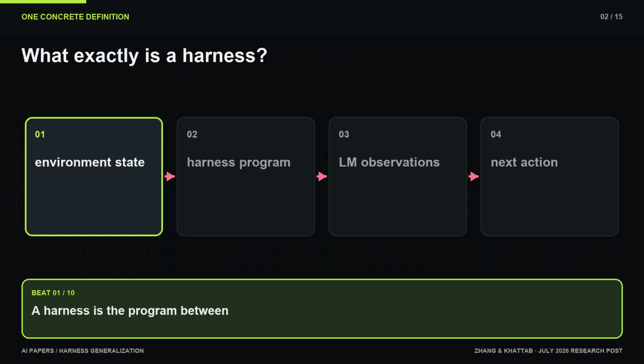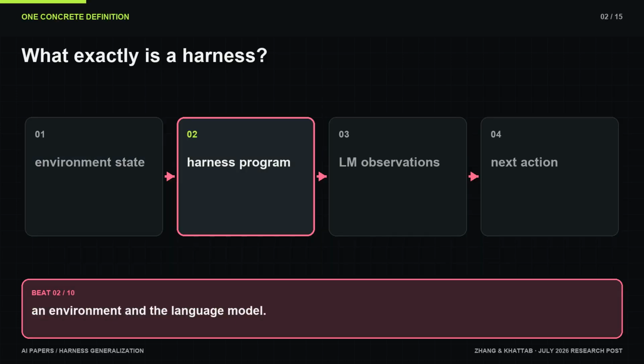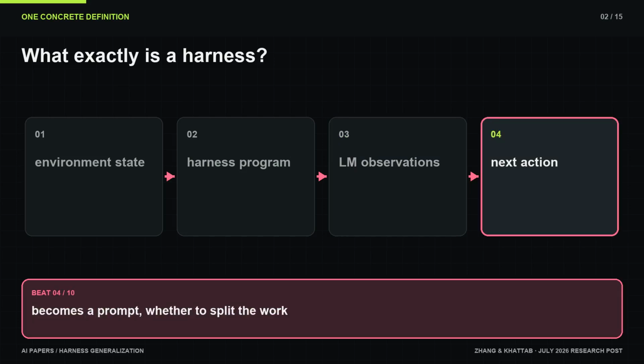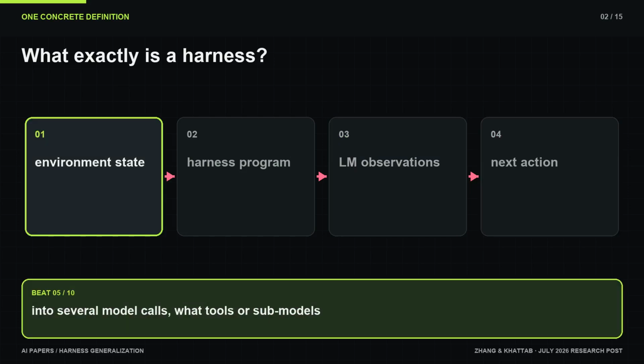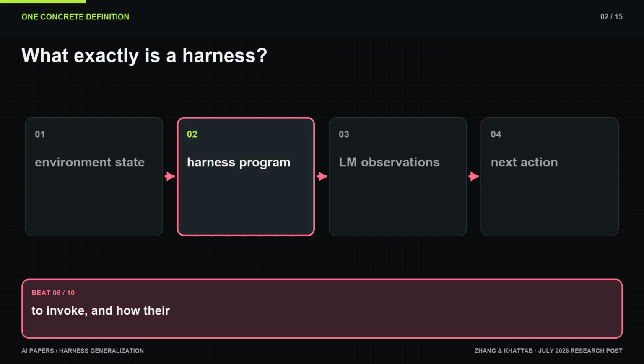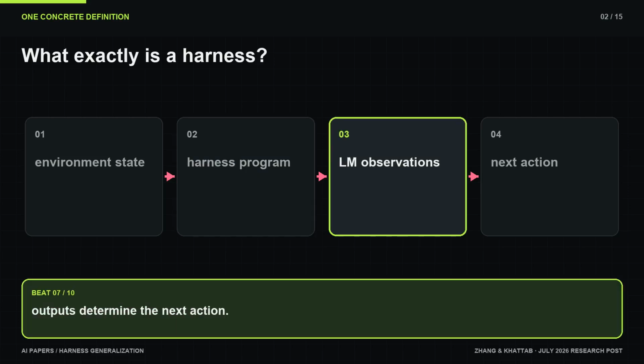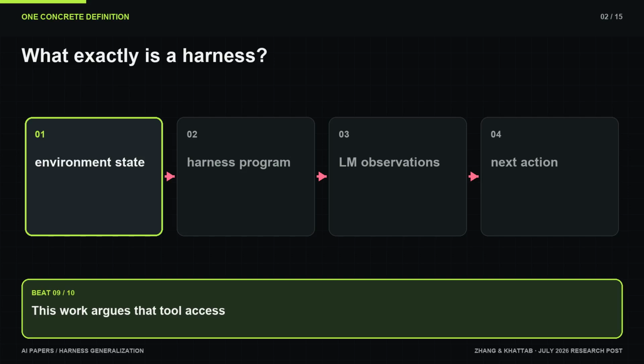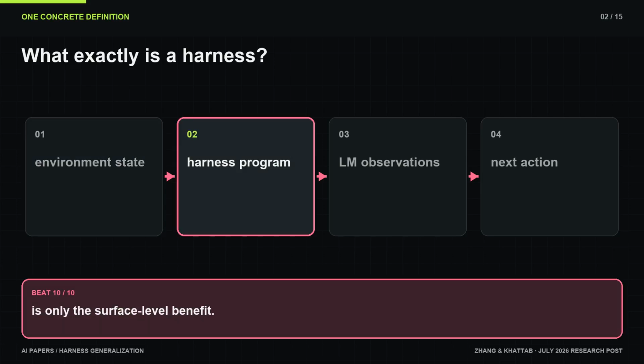A harness is the program between an environment and the language model. It decides what part of the current state becomes a prompt, whether to split the work into several model calls, what tools or submodels to invoke, and how their outputs determine the next action. Claude Code and Codex are harnesses. This work argues that tool access is only the surface-level benefit.